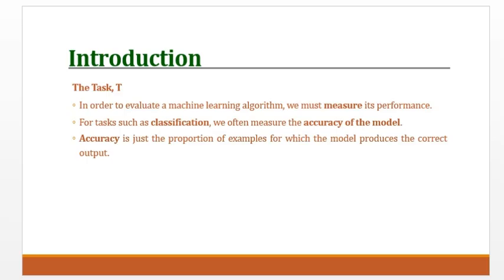Now, in order to evaluate a machine learning algorithm, it is classified into 3 different tasks, that is classification, regression and clustering. In this case, we must measure the performance. So for tasks such as classification, we often measure the accuracy of the model, and in this case accuracy is the proportion of examples for which the model produces correct output.